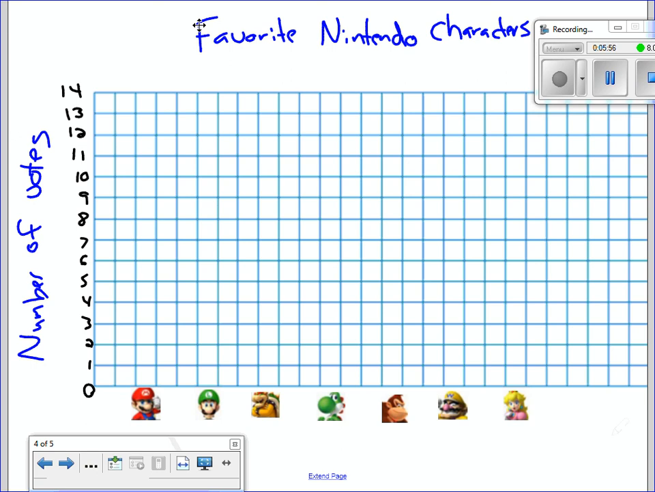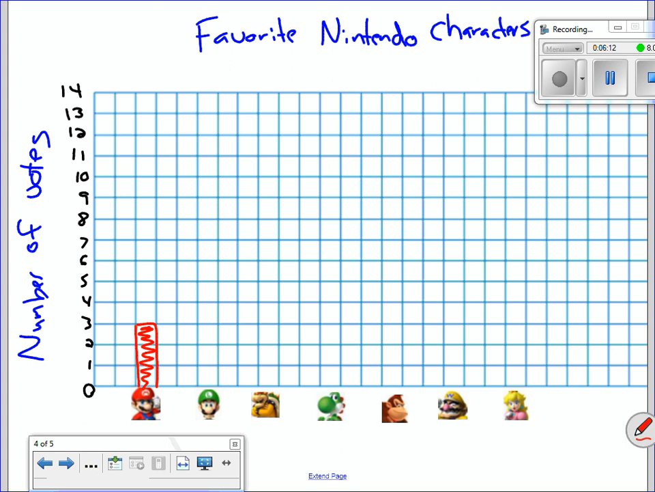Let's say Mario had 3 votes. So you're going to go to the 3. You're going to come down. Actually, I'm kind of putting it in the wrong spot. Take a look here. Going up to the 3 right here, and you go down. This bar is all Mario.